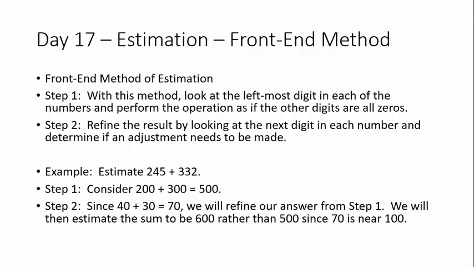Step 2 tells us to refine the result by looking at the next digits. So we look at the 4 in 245 and consider that to be 40. And we look at the middle 3 in 332 and consider that 30. 40 plus 30 is 70. Since 70 is greater than 50, then we refine our estimate. 500 plus 100 is 600. So our estimate for the sum is 600.